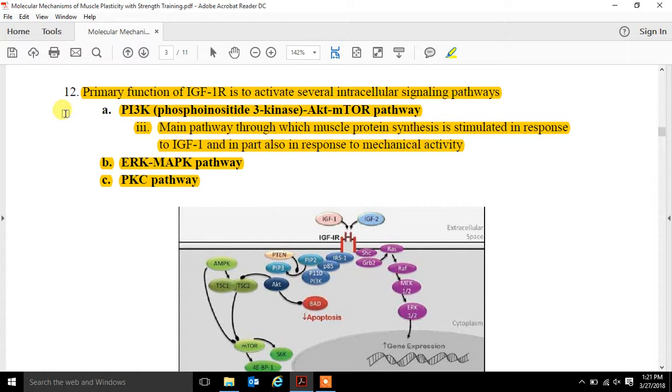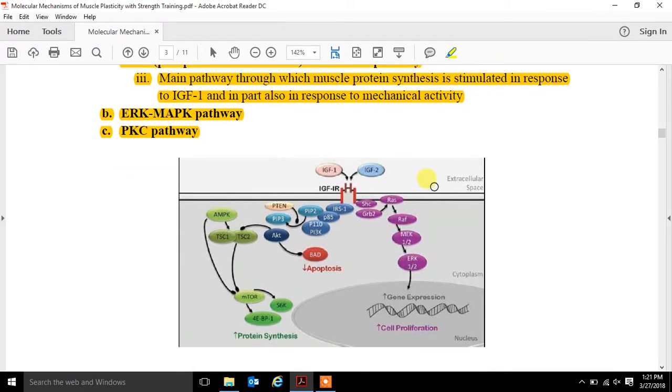We'll talk about them in a little more detail here, but I want to at least go over them briefly with the figure, and then I'll give you the text, and then I'll give you another figure to reinforce what's happening. So here's our extracellular space, here's our cytoplasm, here's our plasma membrane, down here's our nucleus. Here's IGF-1. Here's our IGF-1 receptor. So we get binding to the receptor.